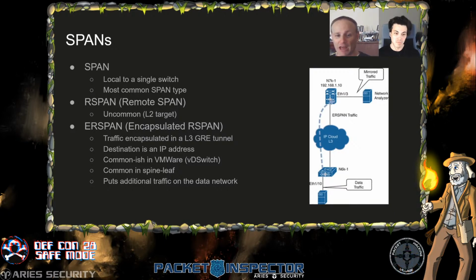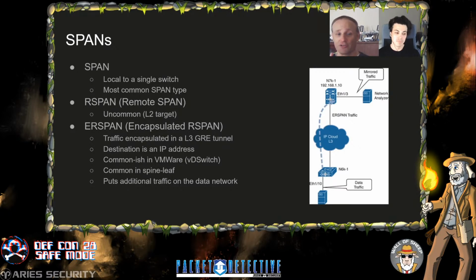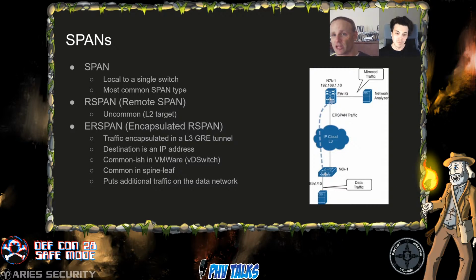If you're spanning everything in and out of a port and then you're encapsulating it and sending it over your IP network, you're literally doubling whatever that traffic is. Now it's on your network twice. The other thing you have to keep in mind is there is some encapsulation overhead. So you've got to make sure jumbo frames are supported everywhere, because otherwise packets are going to be too big.